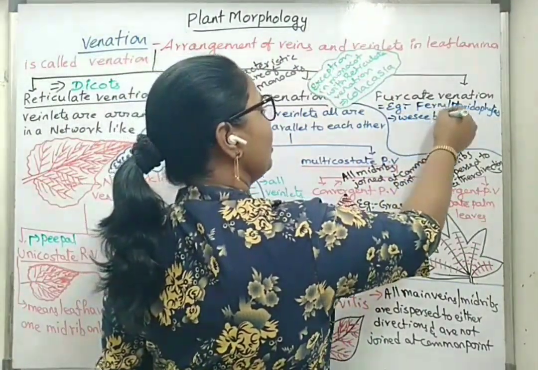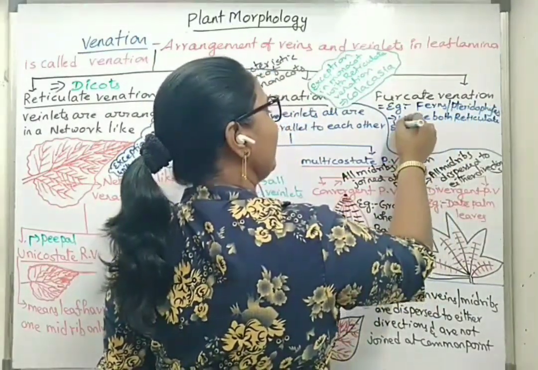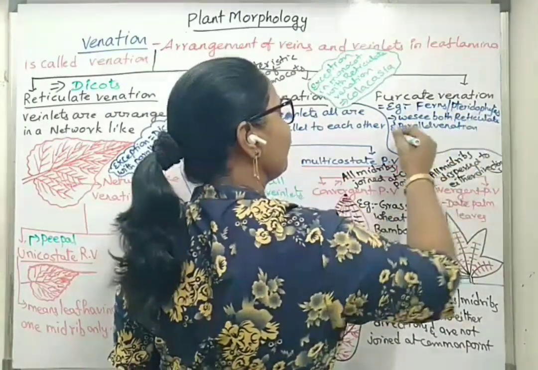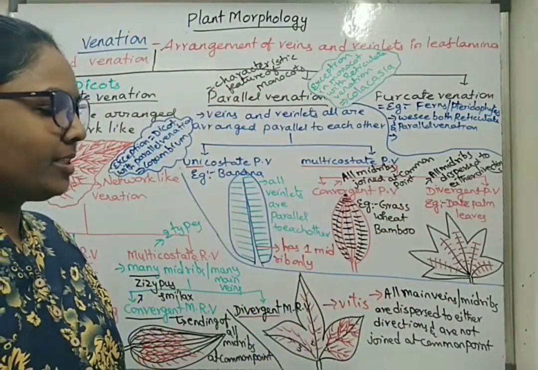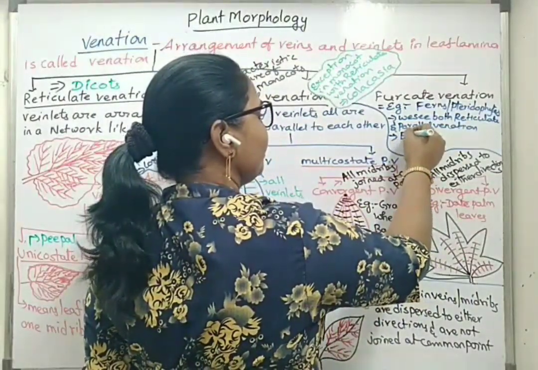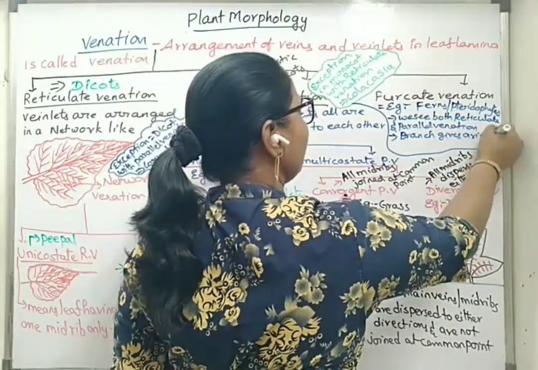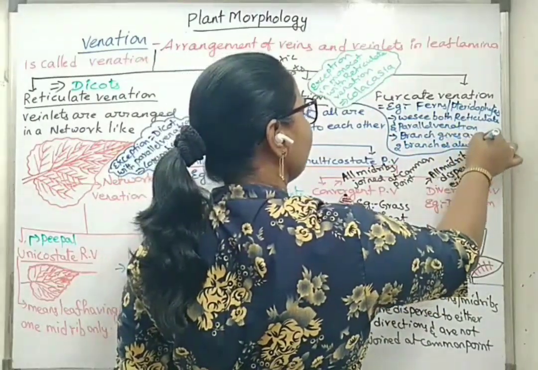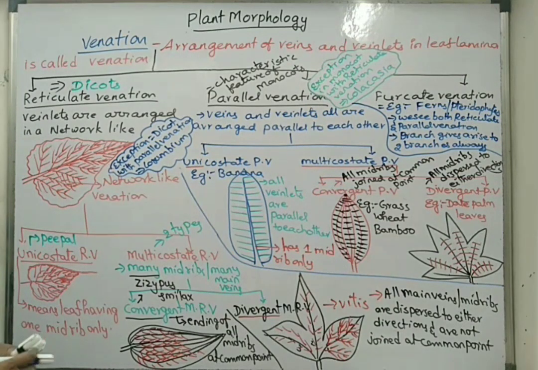We see both reticulate and parallel venation. Every time the branch gives rise to two branches separately. Branch gives rise to two branches always, in case of some types of ferns and pteridophytes, not all types of ferns.